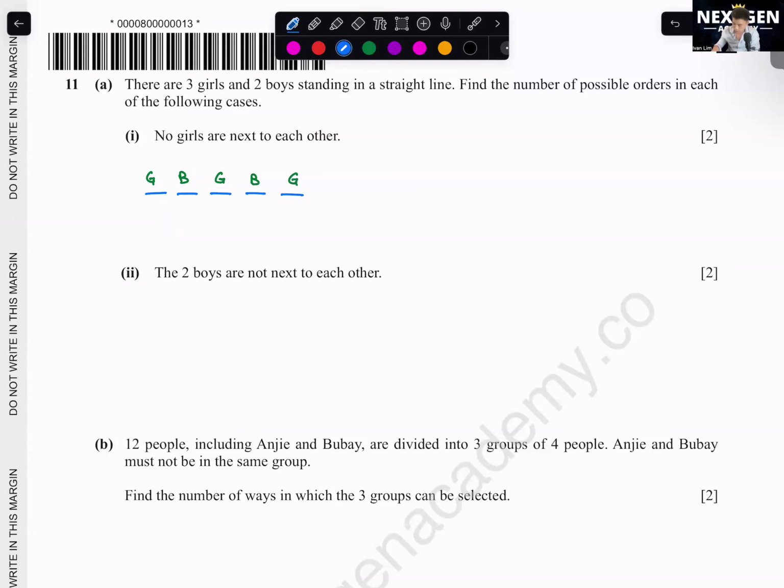We can use the arrangement method, which will use 3 factorial times 2 factorial. Or if you want to use permutation, also the same thing: 3P3 times 2P2. We get 12 for this question.